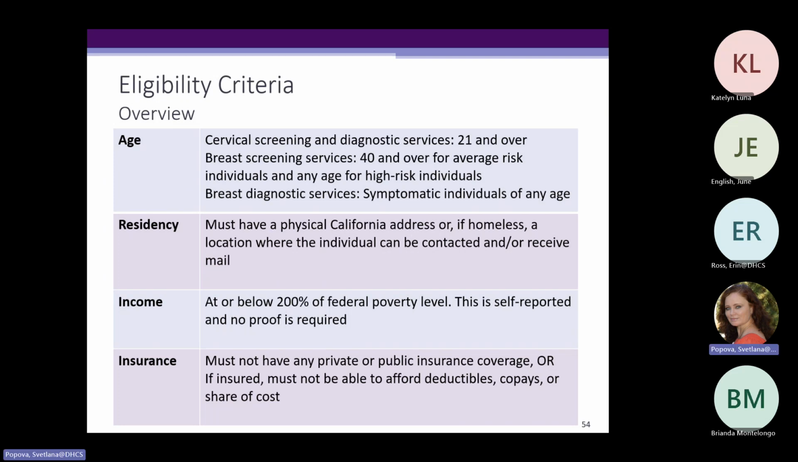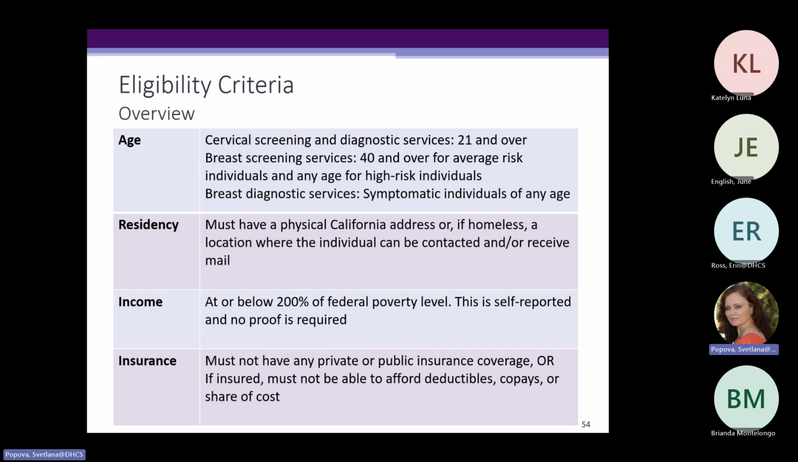So residency. There should be a physical California address. Even if people are homeless, they should let us know what address they can be contacted at and where they can receive mail. We do serve women in frontier areas from other states, but again, they have to indicate a California address if they have one.